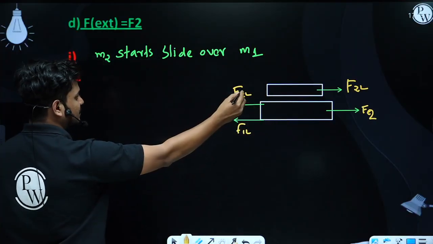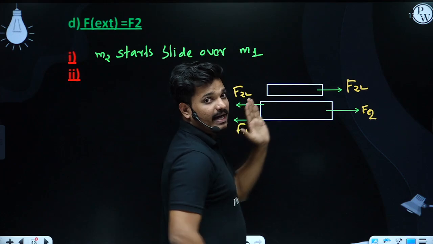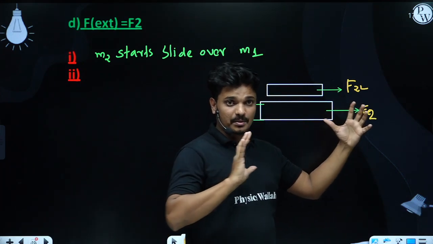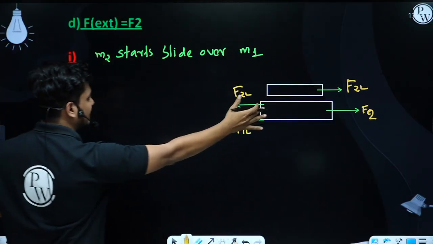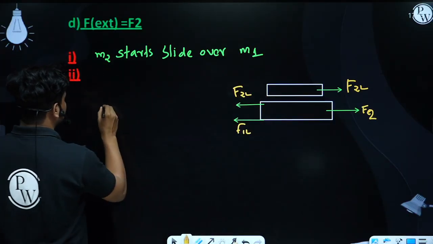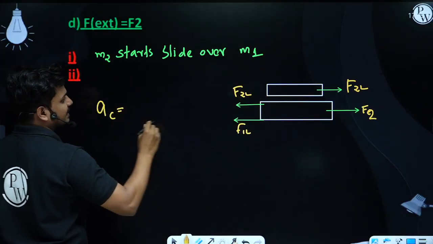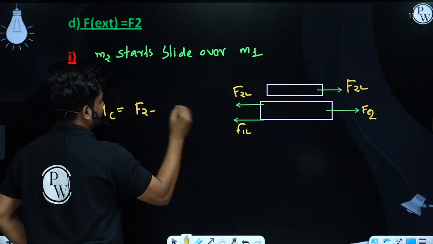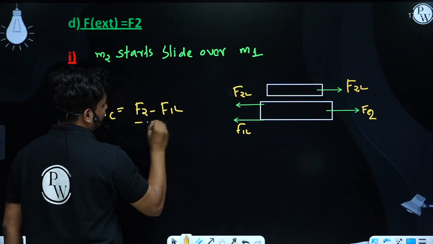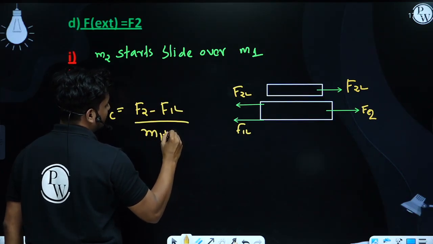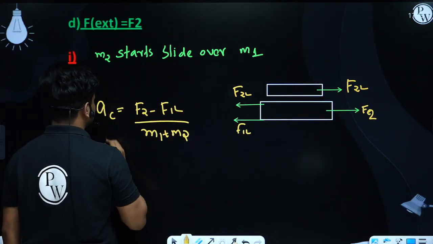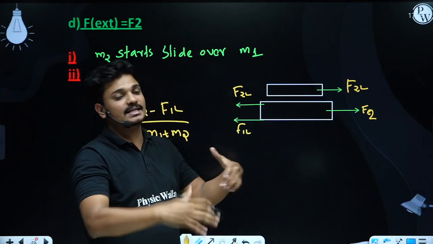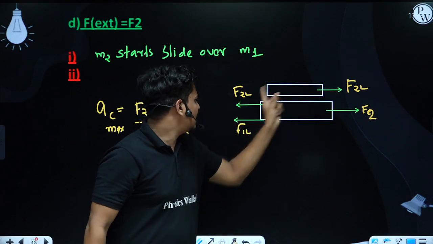That means this is the maximum acceleration in which both bodies can move together. What is that acceleration? That AC, the net force is F2 minus F1L divided by the total mass M1 plus M2. So this is the maximum common acceleration these two bodies can attain. F2L and F2L will be cancelled.